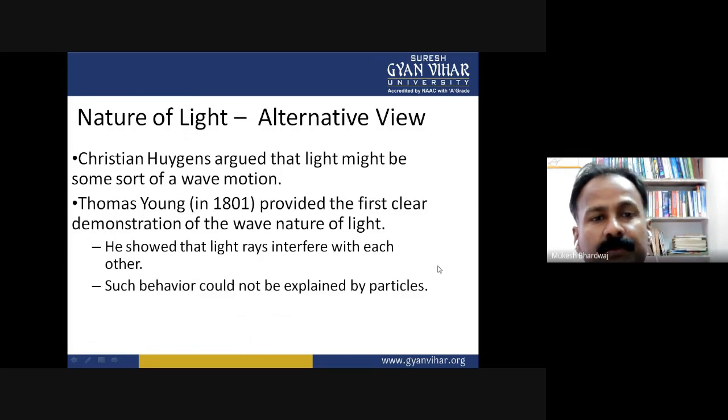The alternative view: Christian Huygens argued that light might be some sort of wave motion. Thomas Young in 1801 provided the first clear demonstration of the wave nature of light. He showed that the light rays interfere with each other. Such behavior could not be explained by particles.